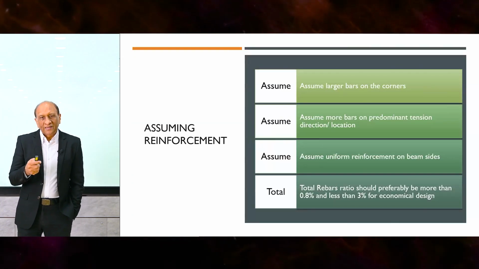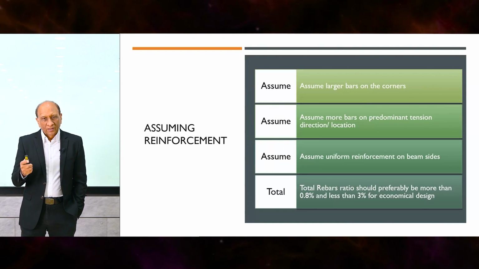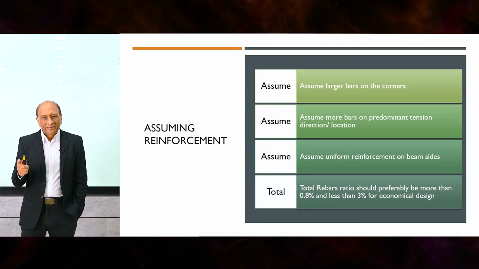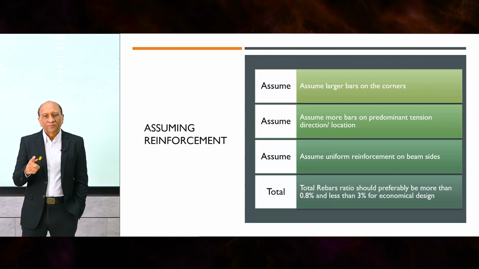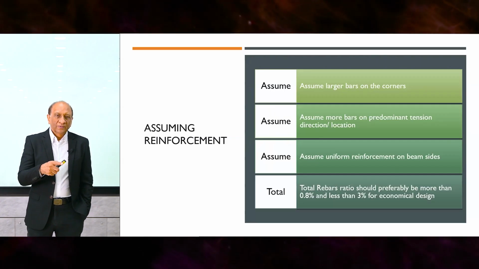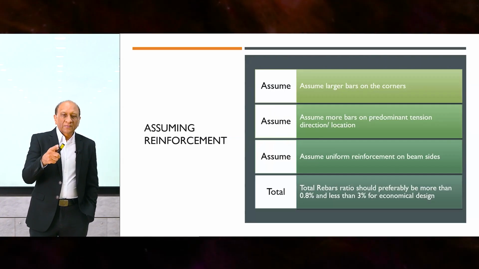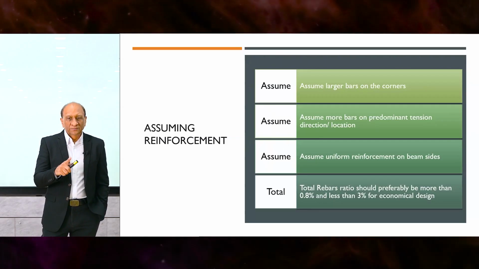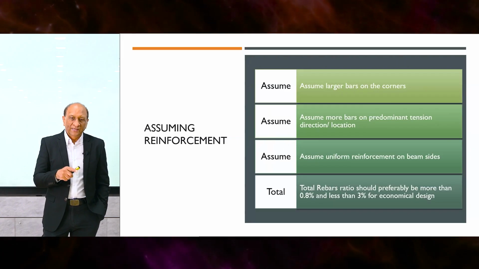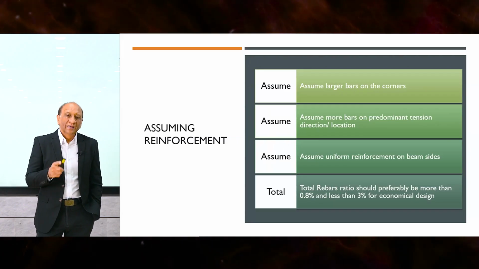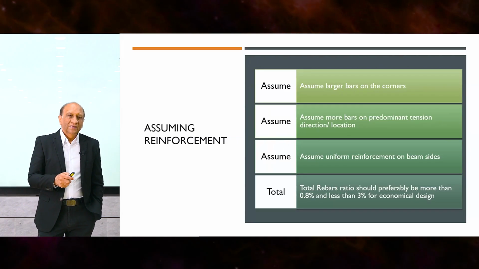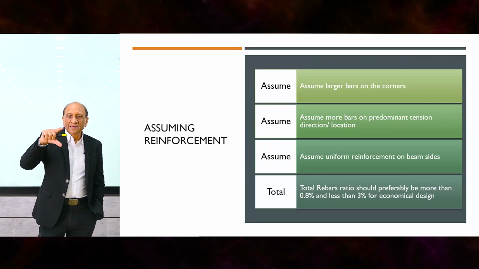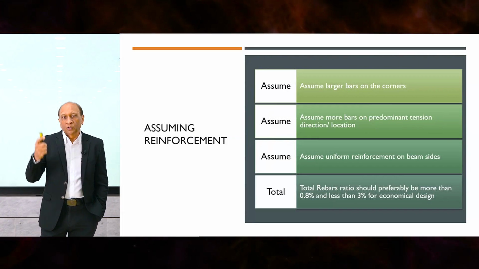So for the ties, we can assume larger bars on the corners, more bars in the predominant tension areas, and uniform reinforcement on beam sides. So this is the way, and typically we limit the ratio to not more than 0.8 to 3%. 3% is also too high. Less than 2% is what we should assume within the tie zone, not the whole member.